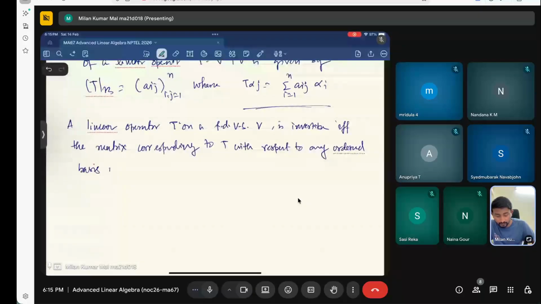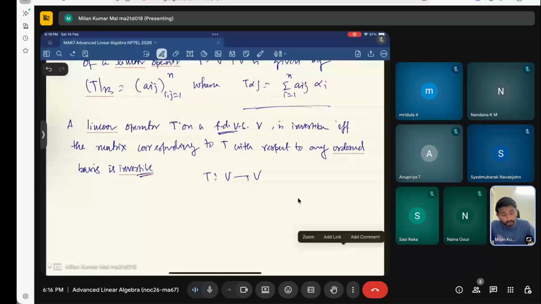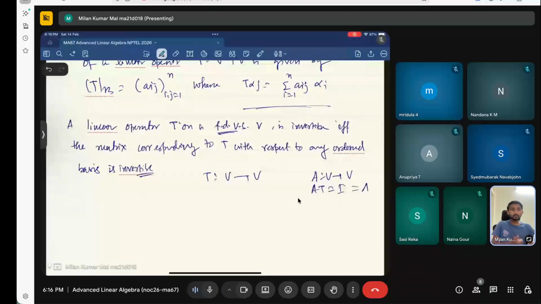So what I am trying to say here: suppose you have a linear operator on a vector space V, and V is a finite dimensional vector space. Finite dimensional is required, otherwise you will not get the matrix representation. That's the main problem. So when is a linear operator said to be invertible? If there exists another linear operator A from V to V such that TA equals identity equals AT. That is what is called linear invertible.